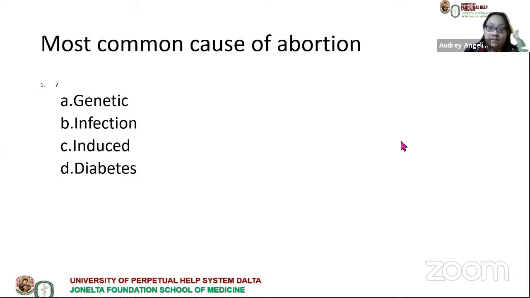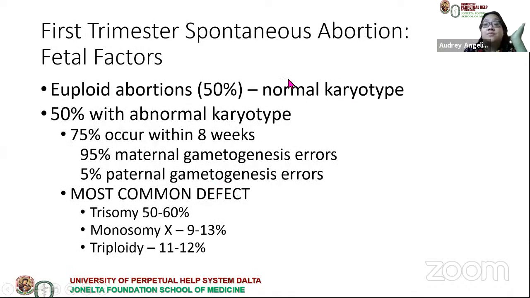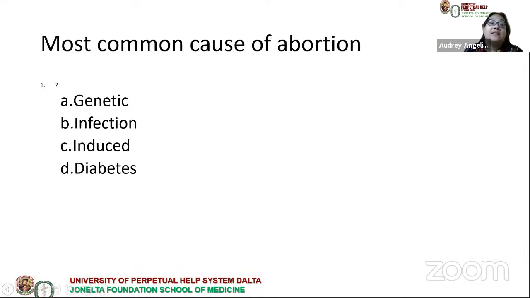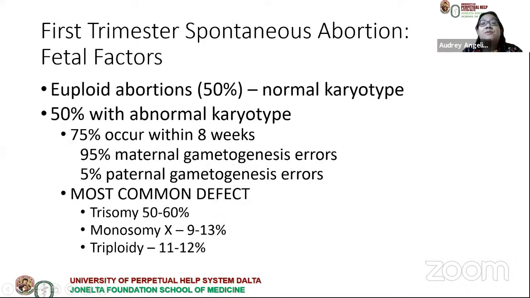Okay. So coming to a question, most common cause of abortion, knowing the past two slides, what could be your answer? Genetic, Doc. So it's genetic. For you to be able to answer this question, you should know the risk of abortion according to causes. Your euploid abortions would have a normal karyotype, but 50% will be abnormal. One of the more common would be genetic, because that 50%, if you go back to the question at hand, your infection, your induced, and your diabetes would share etiology with that other 50%. Your genetic would be purely the 50% with abnormal karyotype.